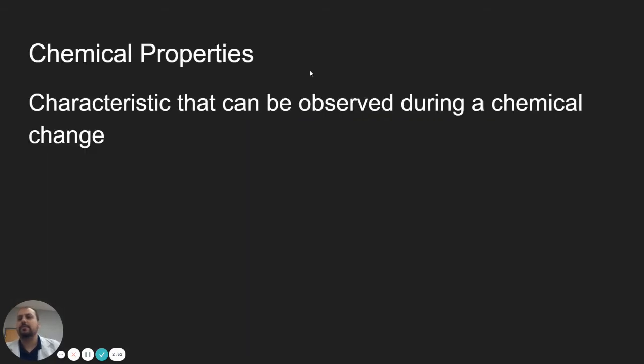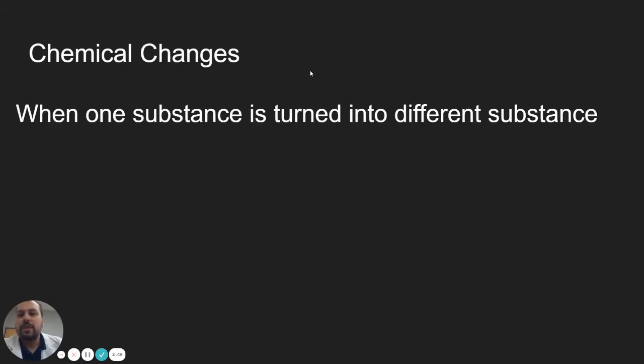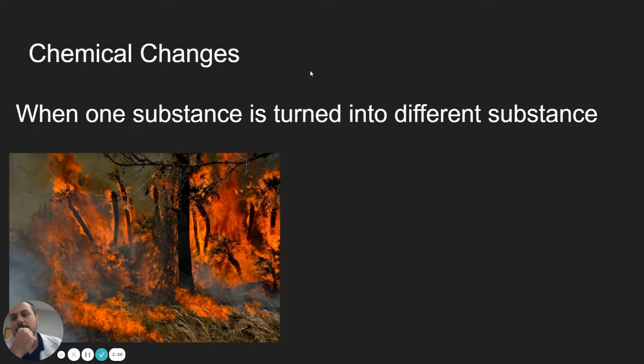So that's physical changes. Chemical properties are characteristics that can be observed during a chemical change. That would be like flammability, so it can catch on fire, reactivity, acidity, and oxidation, so how quickly it will oxidize. For iron, that's called rusting. So chemical changes are when a new substance is formed. So you have one substance and it changes to a new substance.